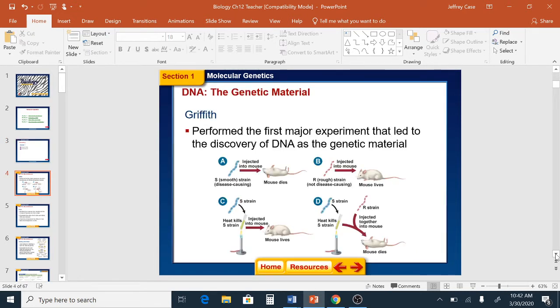First up, a little history. So these different scientists, they came at different times and did some pretty important work for what we know now. So we'll get into them. This scientist Griffith performed the first major experiment that led to the discovery of DNA as the genetic material. And you can see what's going on here. You guys read about this within your chapter 12.1 intro.